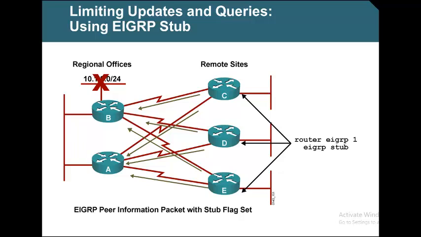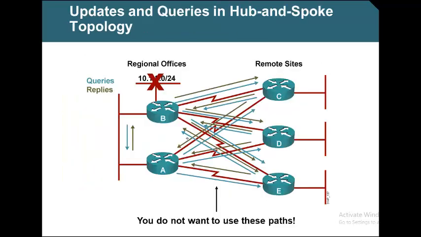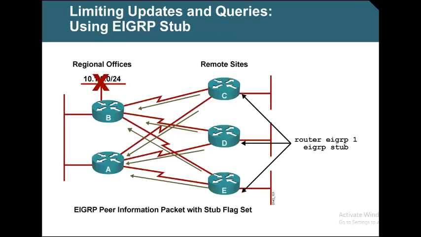What does it mean? When you configure C, D, and E as a stub, C, D, and E will go and tell B beforehand, before the query comes, before anyone sends any query to C, D, and E. C, D, and E will voluntarily go to B and say, hello B, I am capable of only these networks. If you have any query on these, come to me, I'll answer you.